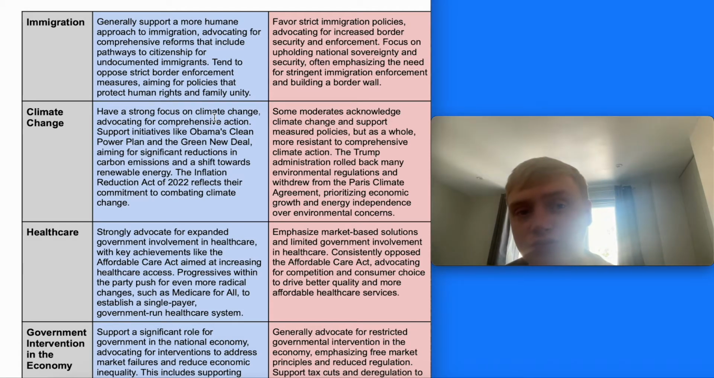Republicans are far stricter, advocating for really strict immigration policies, including increased border security and enforcement. This can be seen in Trump's policy, where they have supported a border wall, focused on upholding national sovereignty and security, and emphasising the need for stringent immigration enforcement and building a border wall, as I mentioned.